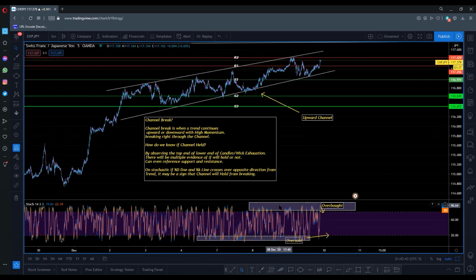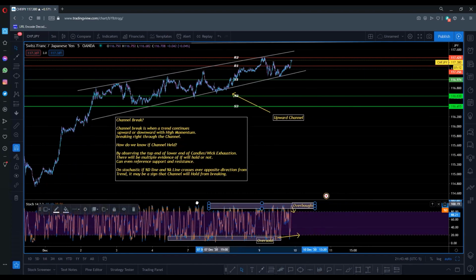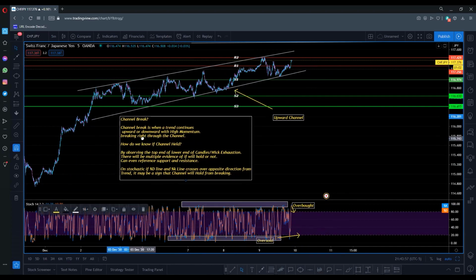I used to use this a lot for scalping techniques, but now I use it more for trading swings, especially in a very high percentage market like this. And that's pretty much how you use the channel break strategy and channel trend strategy using support and resistance and the stochastic crossover technique.